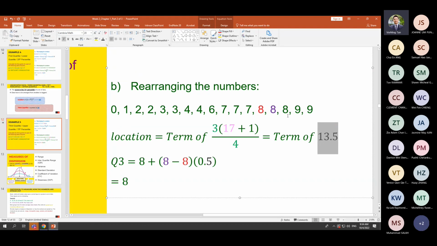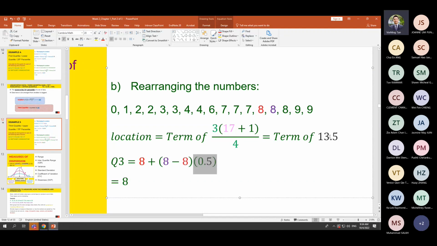So which one is term 13? The red 8 is term 13. Term 14 is the purple 8. This is T14, this is T13. So let's try to solve the problem now. Q3 is equal to T13, the red 8, plus the difference between term 14 and term 13, which is the purple 8 minus the red 8.